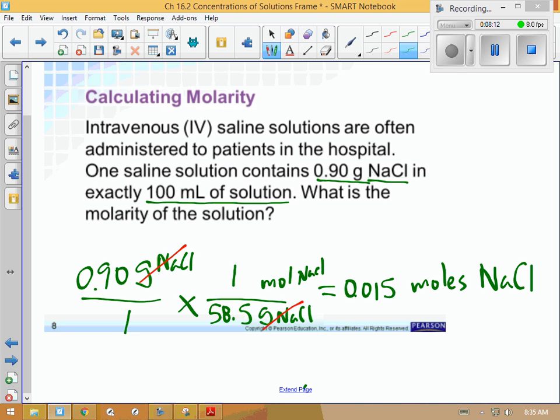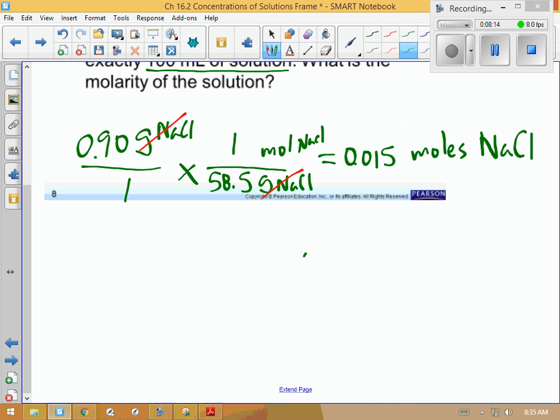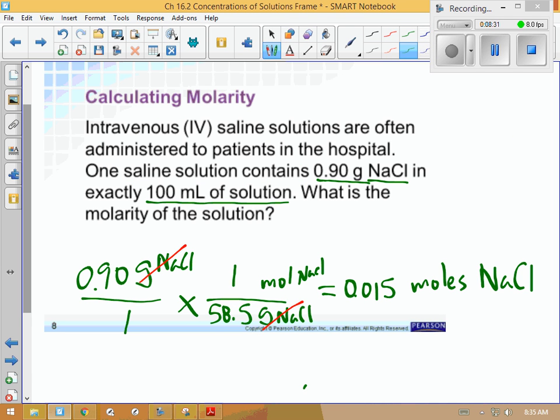Okay, so that's how many moles we have. Now we just need to put that over what? To get molarity, it's moles over liters of solution. Did they give us liters? They gave us milliliters, so what do we have to do?